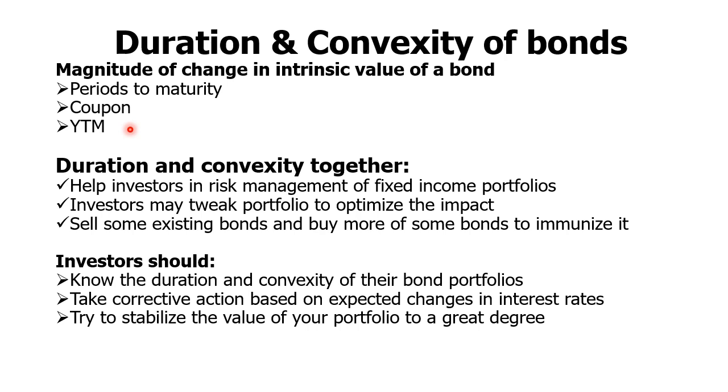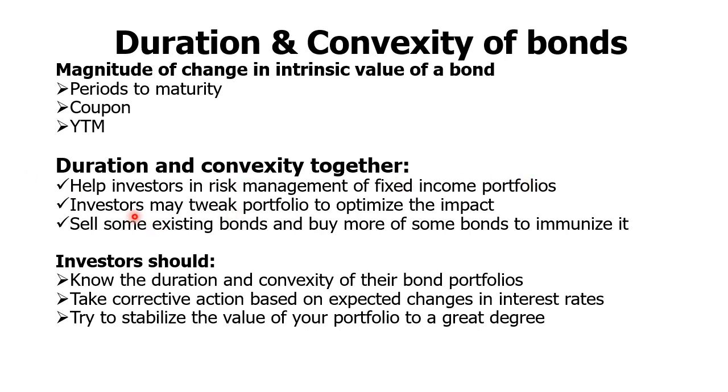When we hold all other factors such as periods to maturity and the annual coupon constant and change the YTM, the change in bond price can be calculated using the modified duration and convexity. Therefore, if you know the modified duration and the convexity of the bonds in your portfolio, you can mathematically predict the change in the value of your bond portfolio for changes in YTM. The two measures help investors in risk management of fixed income portfolios.